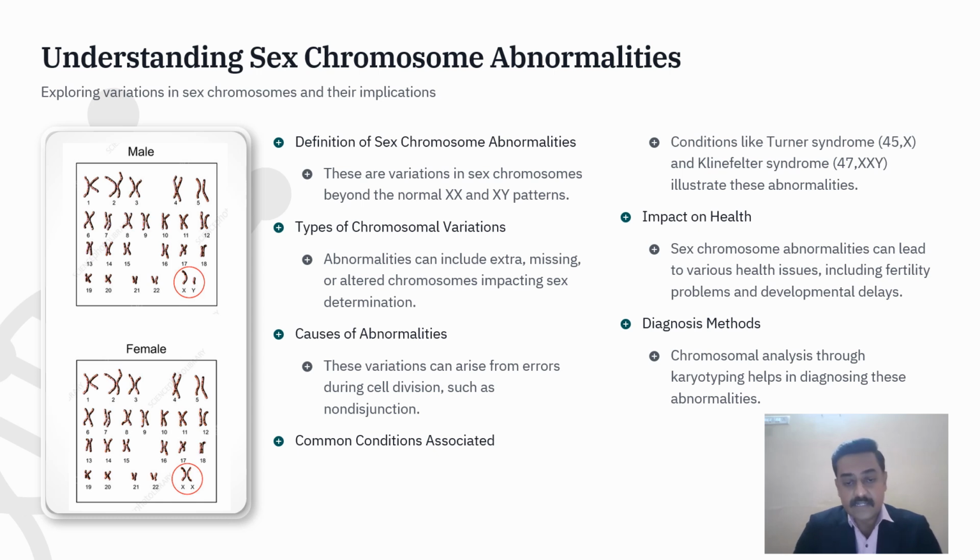What kind of conditions can we associate with them? For a few examples, I can state syndromes like Turner syndrome, wherein there are only 45 chromosomes and one of the X chromosomes is missing, whereas in Klinefelter syndrome there are 47 chromosomes with XXY, wherein an extra X chromosome is present.